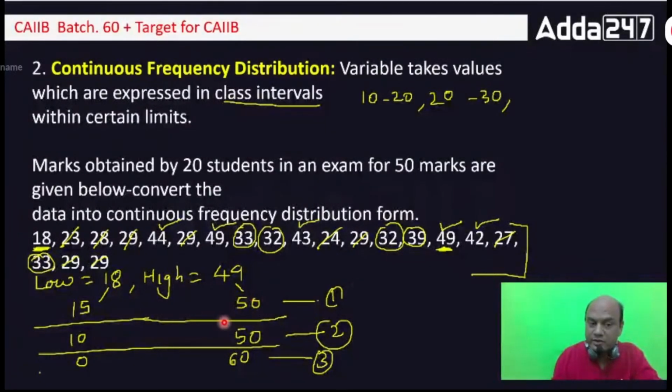Or I can do it this way also. 18, I can take it 10, lower side, and above upper side I can take it 50. So it will be 10 to 20, 20 to 30, 30 to 40, 40 to 50. Or I can do it like this, 0 and then take a gap of 20. So 0 to 20, 20 to 40, 40 to 60. So there will be only three groups over here, 3 classes. So all the 3 I have shown.